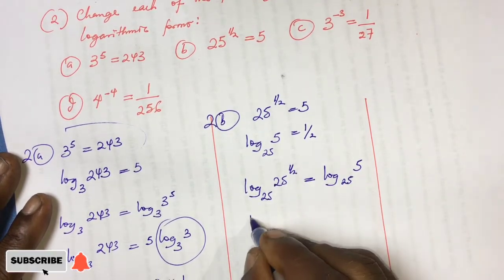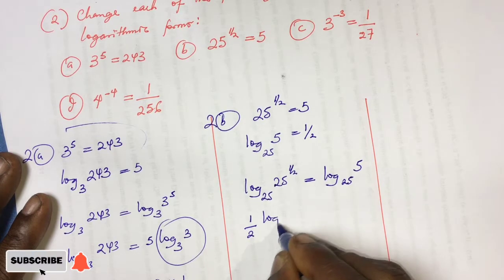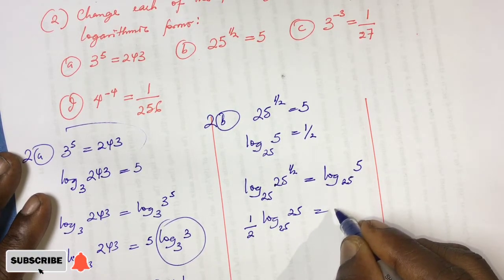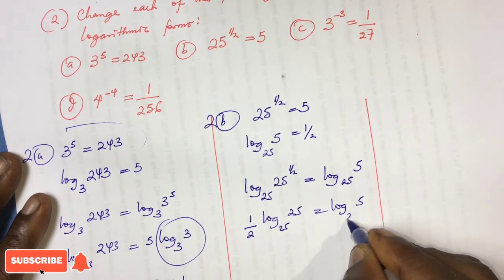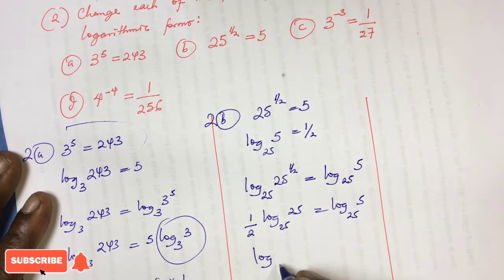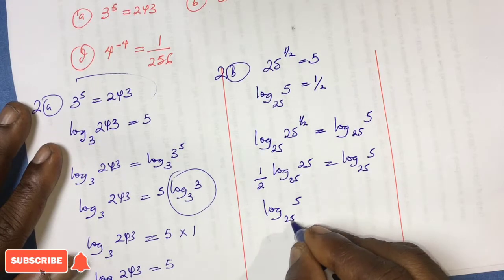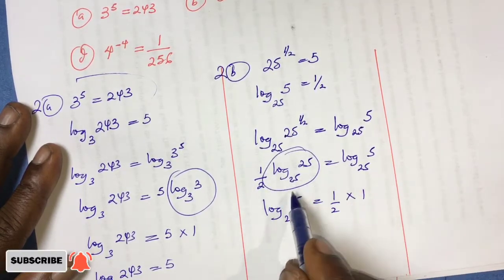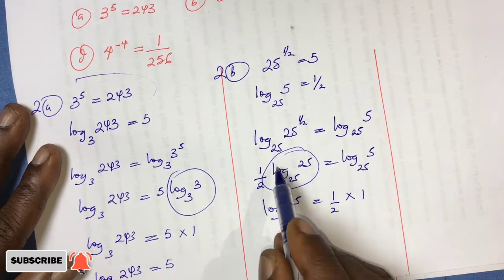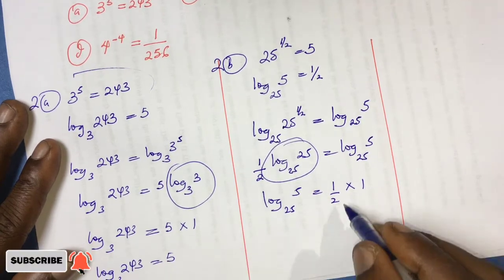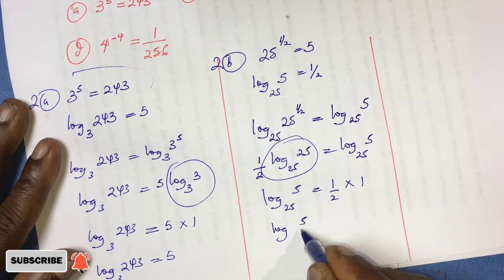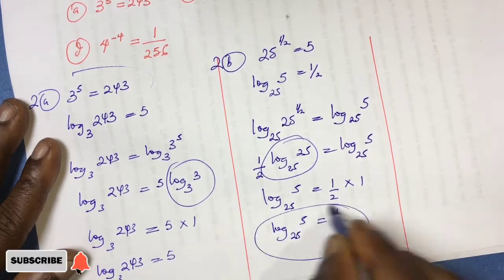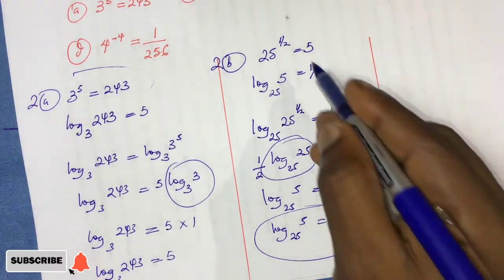Now if you take both sides, this will give you half log 25 25, and this will give you log 5 to base 25. Now log 5 to base 25 clearly is equal to half times 1. Why? Log 25 to base 25 is 1. Log of anything to that thing is 1. So that gives us log 5 to base 25 equals half times 1, which is half. And this becomes the logarithmic form of this expression.